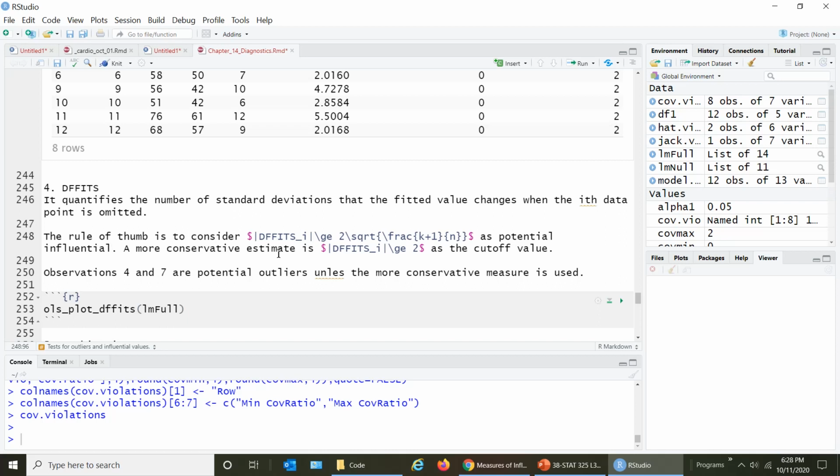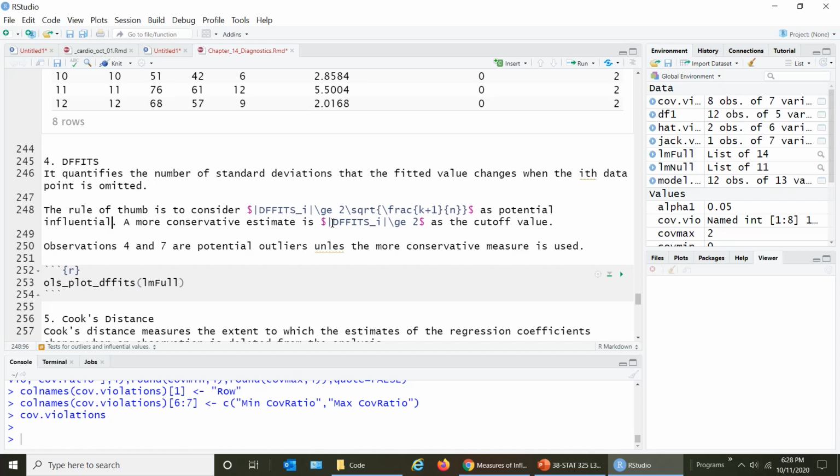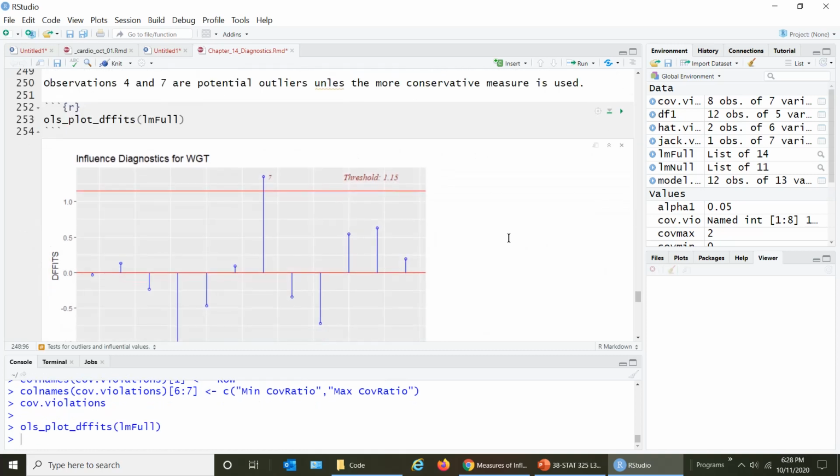And we saw that observation 7 was very far away near the tail of the normal plot. So that means that it's going to have more leverage, or more ability to change the parameter values in the model. Okay, so a more conservative estimate is that DFFITS is greater than 2. The absolute value is greater than 2. So let's take a look.